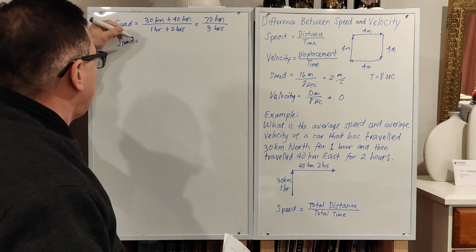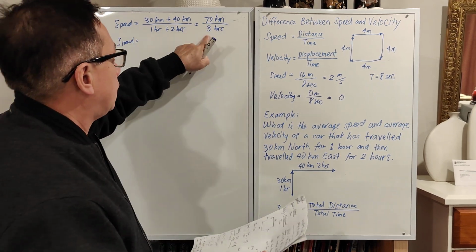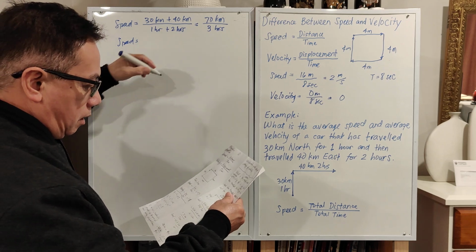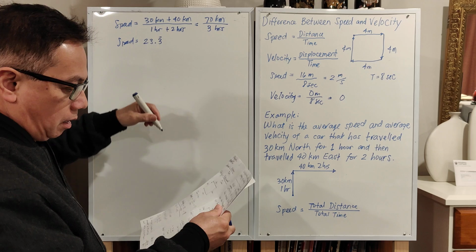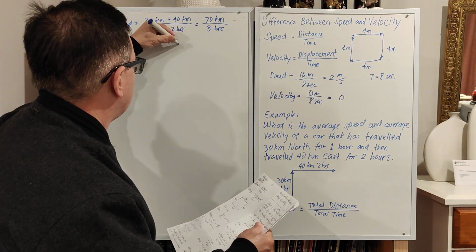Now the speed would be 70 divided by 3, which is 23.333 kilometers per hour.